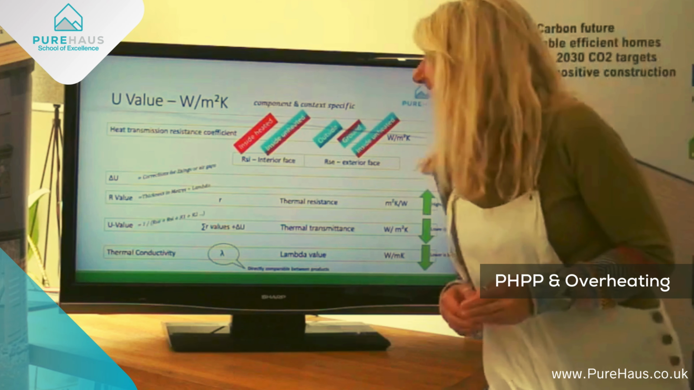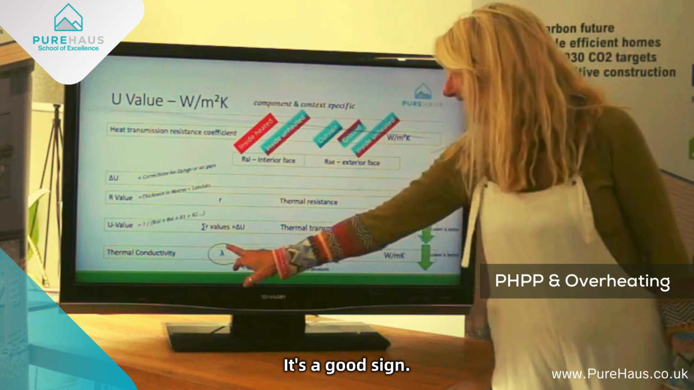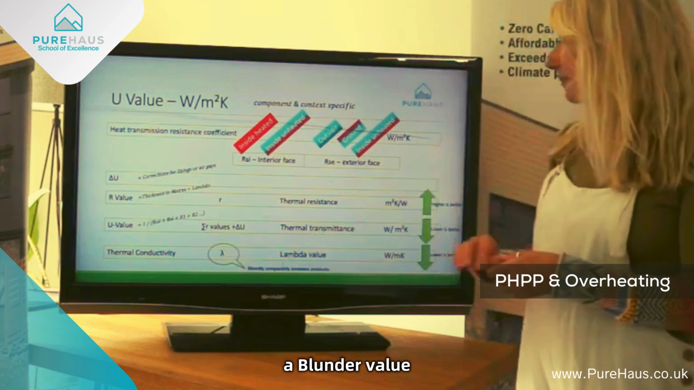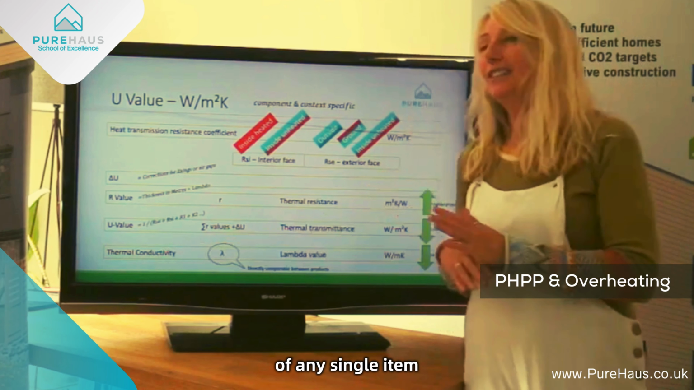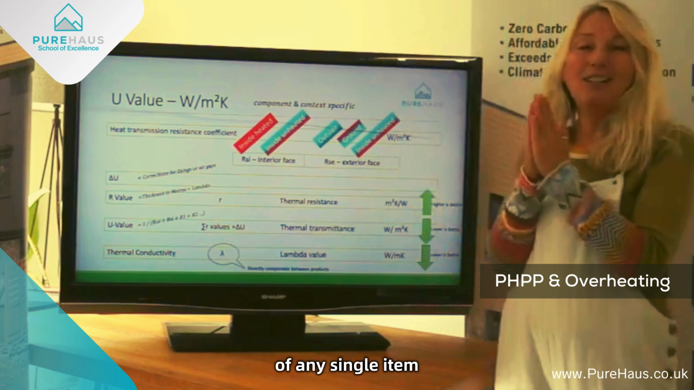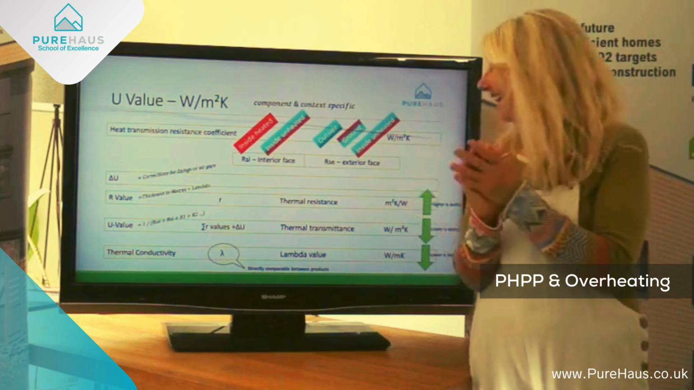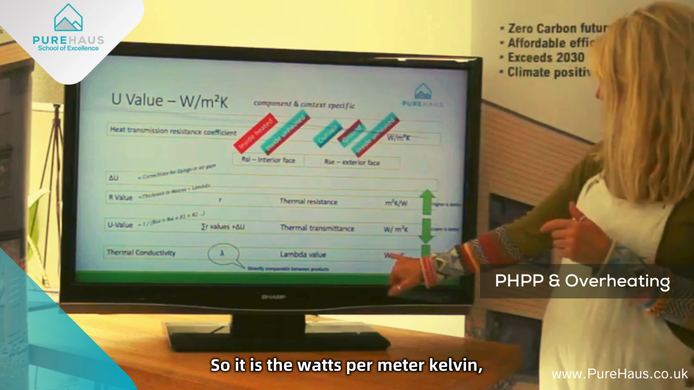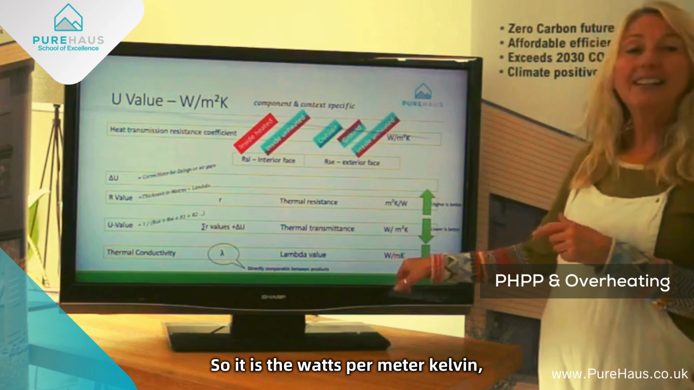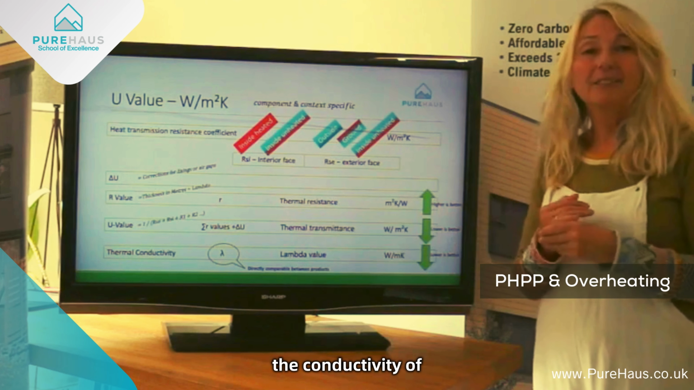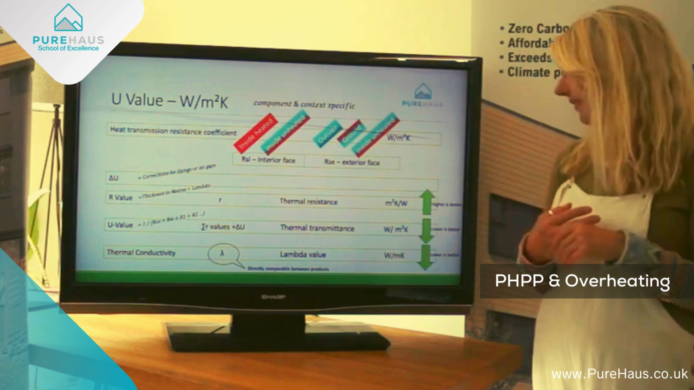Okay. Lambda. I love the sign. It's a good sign for a value. Lambda value is the thermal conductivity of any single item in the build-up of the fabric. So it is the watts per meter Kelvin, the conductivity of the material itself.